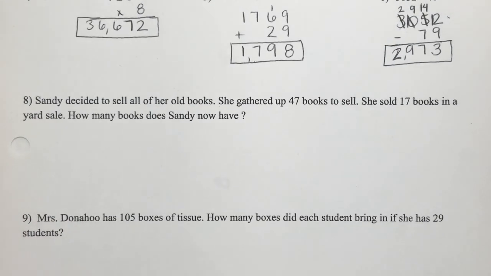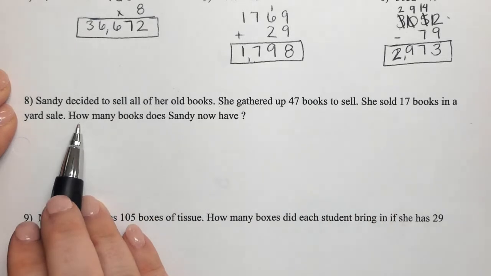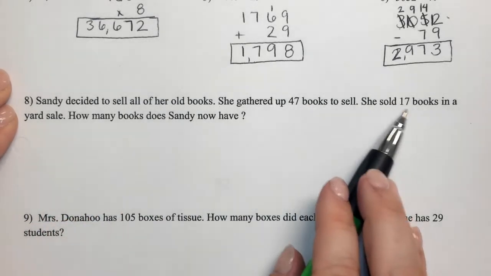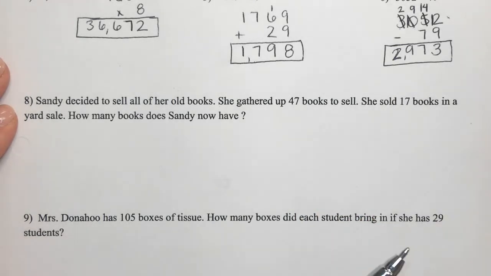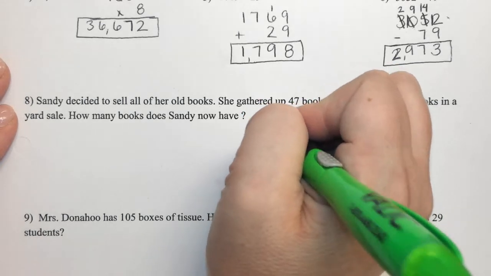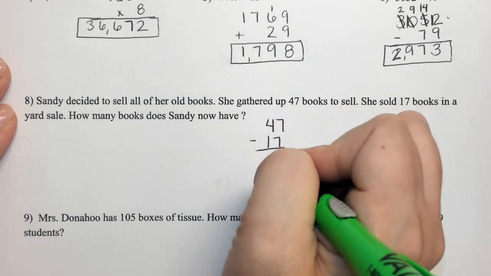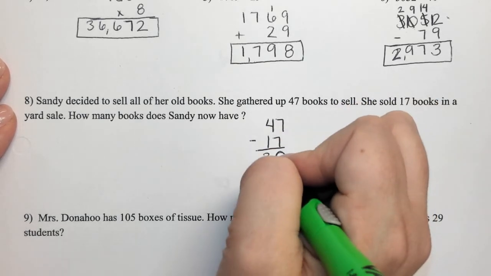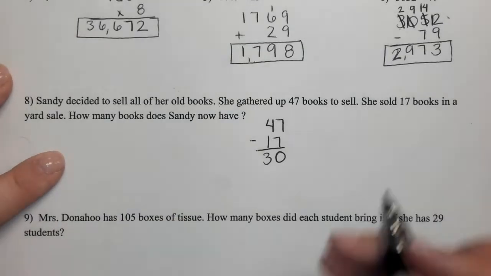So for number 1, Sally decided to sell all of her old books. She gathered up 47 books to sell, and she sold 17 in the yard sale. We want to know how many she has. So if she has 47 and we're selling 17, what operation is that going to be? Subtraction. We're taking them away. So 47 minus 17. 7 minus 7 is 0. 4 minus 1 is 3. So I have 30.